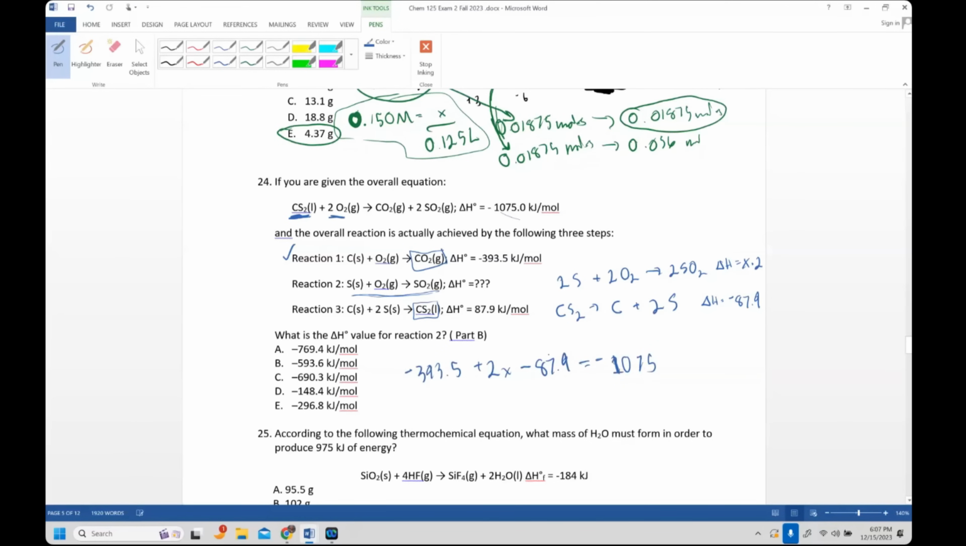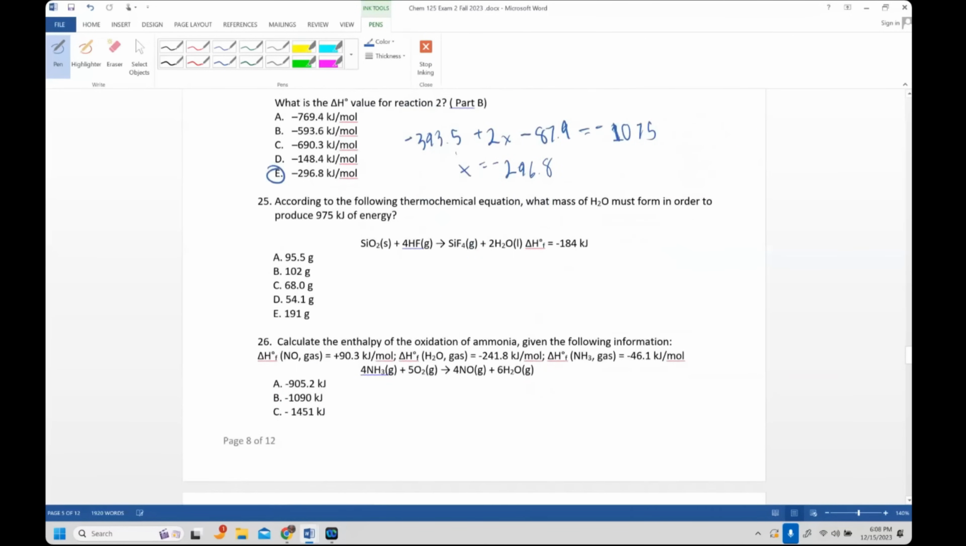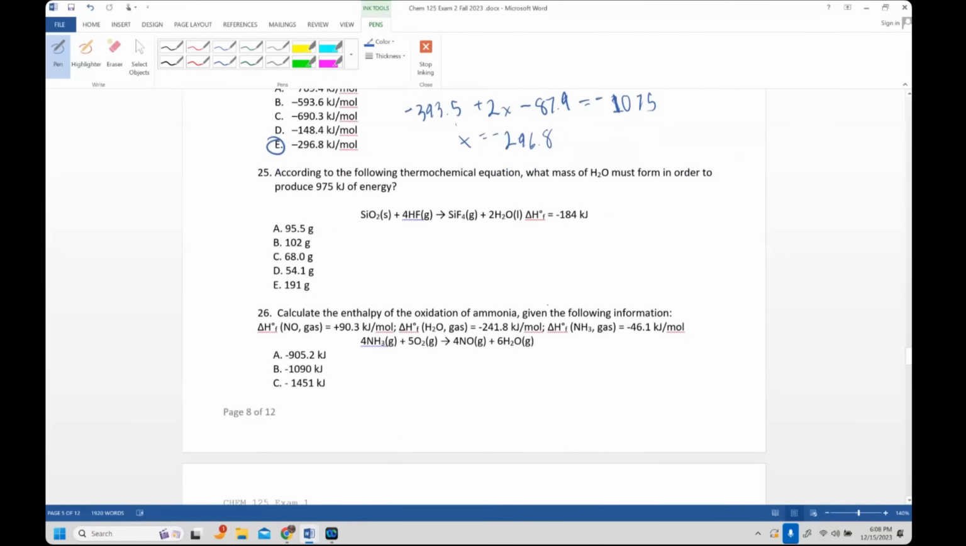Okay, so let's figure this out. 1,075 minus, that's going to be plus 87.9 plus 393.5, divided by 2. I got negative 296.8. So X equals negative 296.8, which is E. I love Hess's law. It's a really good question. And no, I didn't come up with that one. I wish I did. Next.